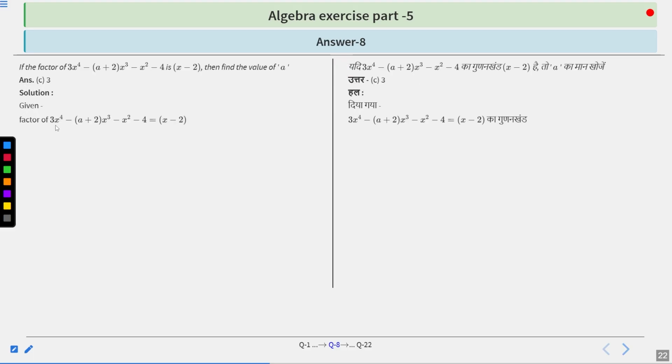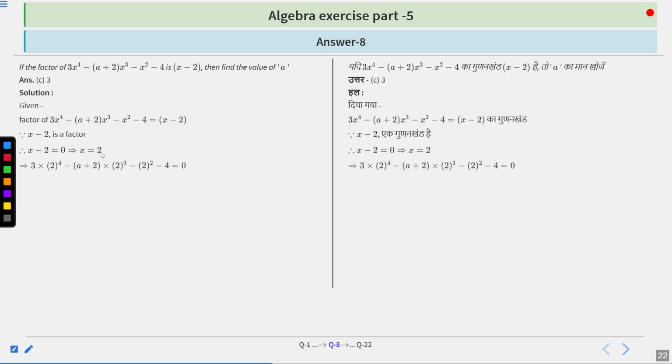So x minus 2 is a factor of 3x raised to power 4 minus (a plus 2) into x cube minus x square minus 4. Because x minus 2 is a factor, x minus 2 is equal to 0. Therefore, x is 2. Putting the value of x equal to 2 in that equation, we get 3 into 2 raised to power 4 minus (a plus 2) into 2 cube minus 2 square minus 4, that is equal to 0. Because if x minus 2 is a factor, then on putting x equal to 2 in the equation, we should get 0 as the remainder.